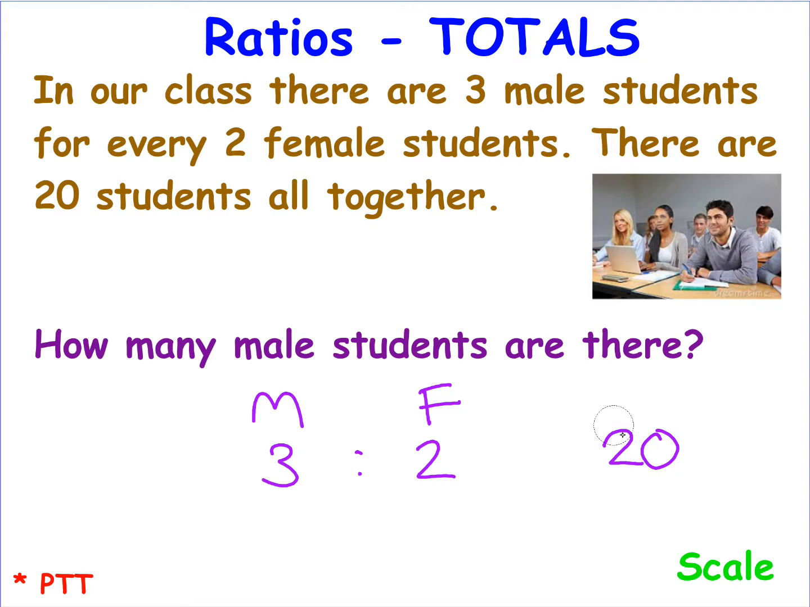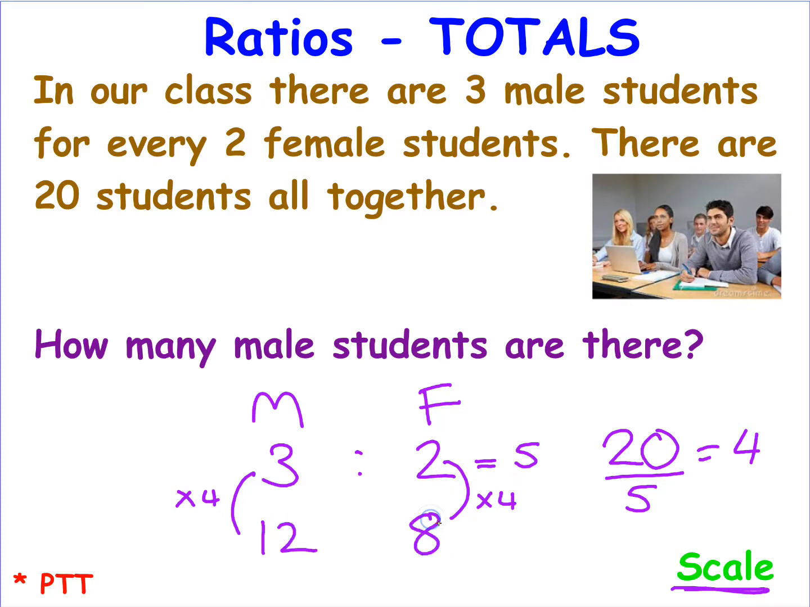And when you deal with totals questions, you need to know the total number of parts, which is 3 plus 2, giving us 5 parts. To find out our scale, divide your total number of students by the total number of parts, and it tells us what 1 part is worth. This is our scale. Go back to your ratio strap line that you set up and multiply each side by the scale. So 4 times 3 is 12 and 4 times 2 is 8. So to answer the question, how many male students are there? Under male we have 12. So there are 12 male students.